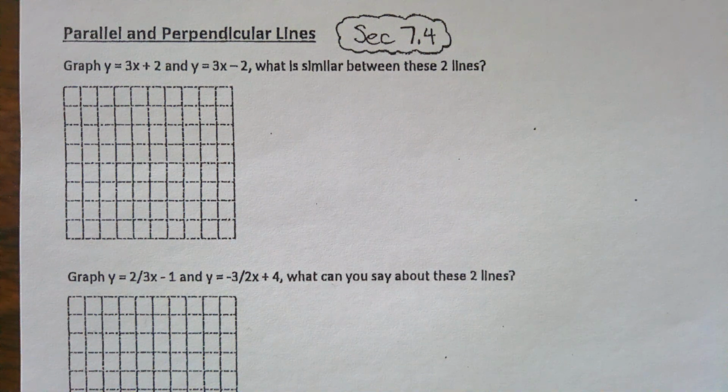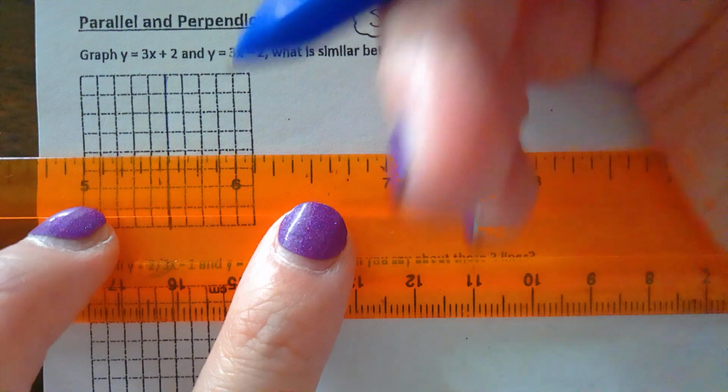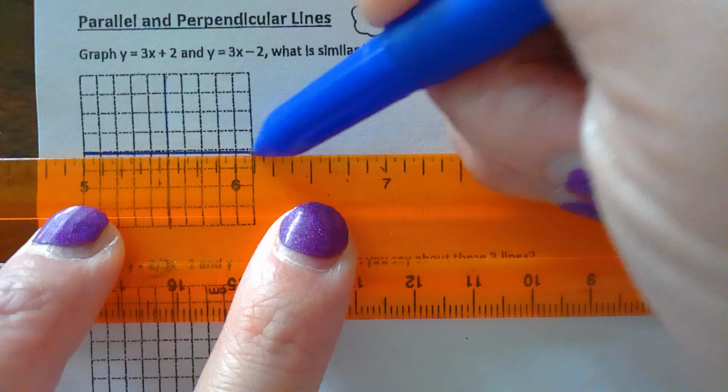Page 15. It relates to yesterday's homework and also what you did last week on parallel and perpendicular lines. Okay, so first off, graph y equals 3x plus 2 and y equals 3x minus 2. What's similar between these two lines? Without even graphing, you probably see it already and you know the answer. But let's just recap because we talked about this last week.